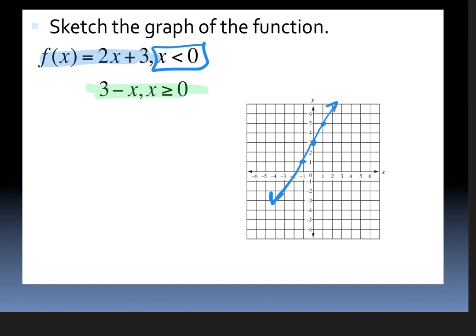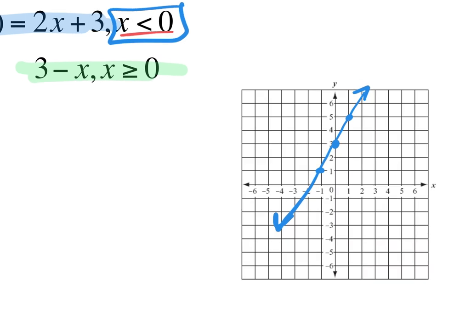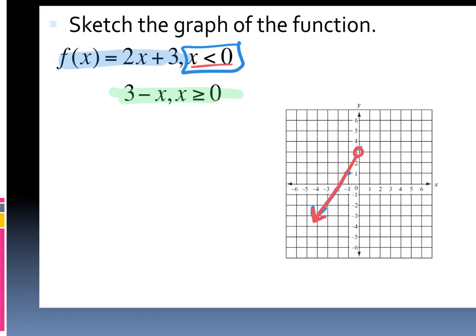So it says keep this graph for the values of x that are less than 0. That means it's actually going to start where x is 0, which is this guy, and less than says go left. So it's going to be only those values, and I'm going to erase everything else. Even in here, because it said less than and not less than or equal to.